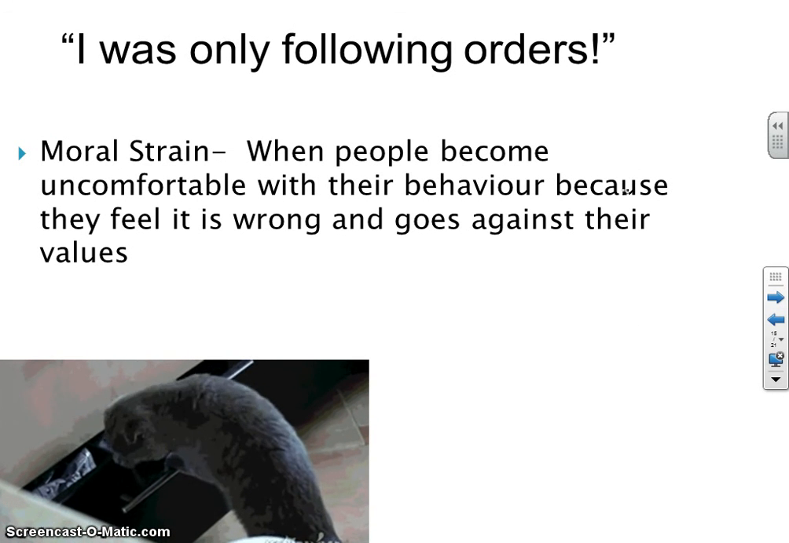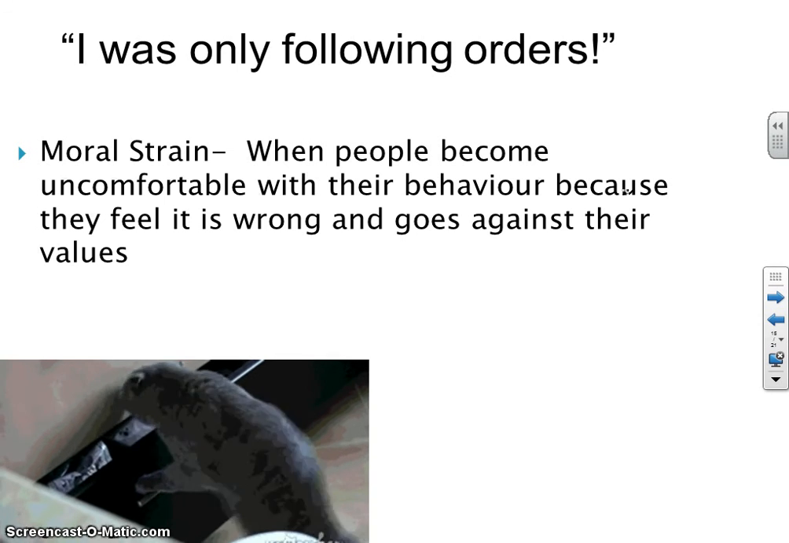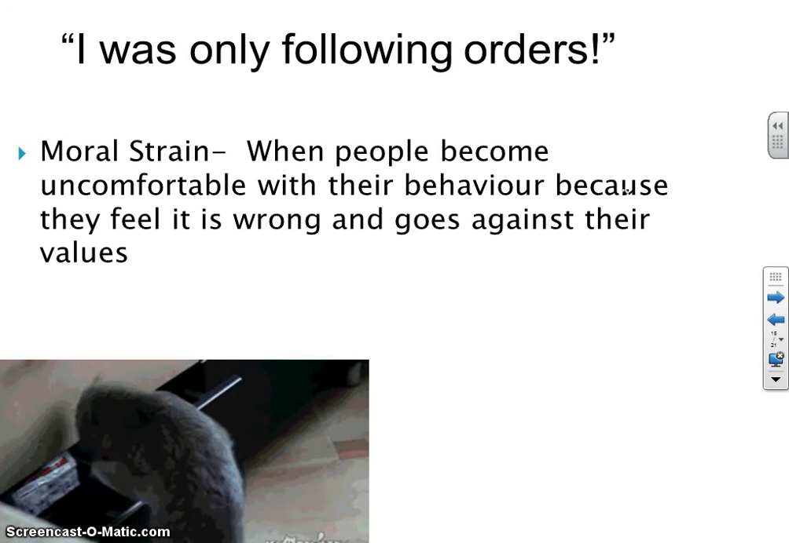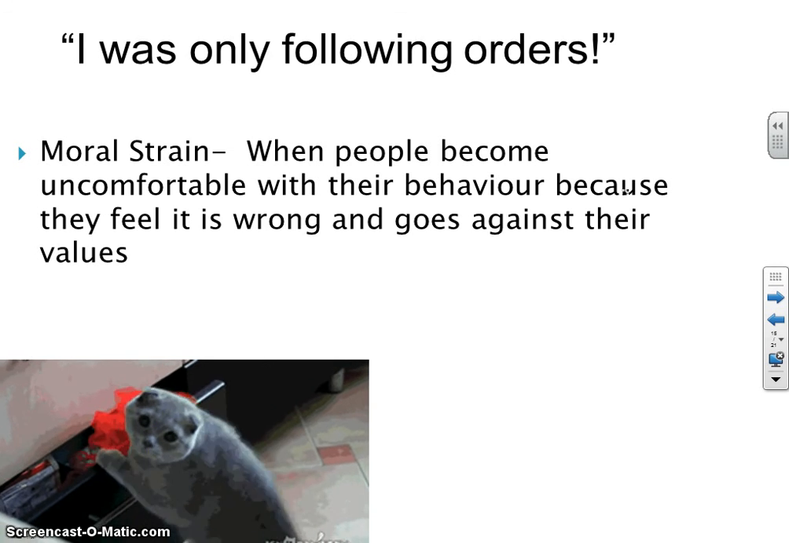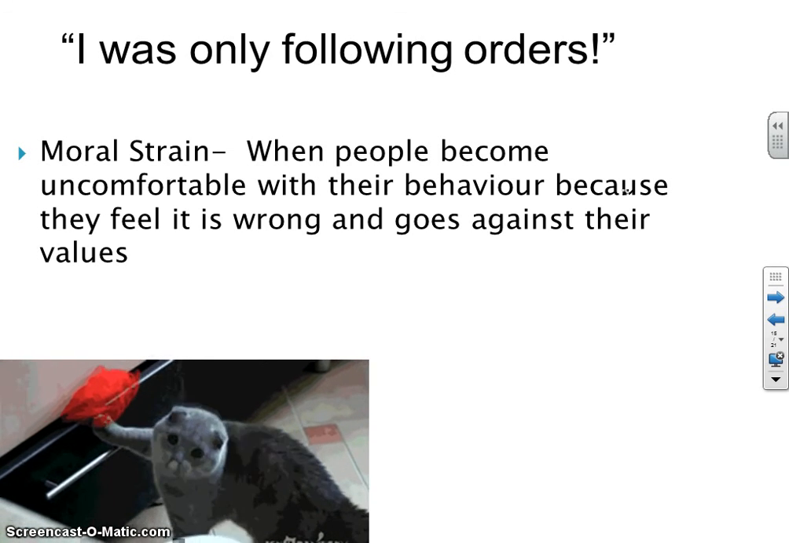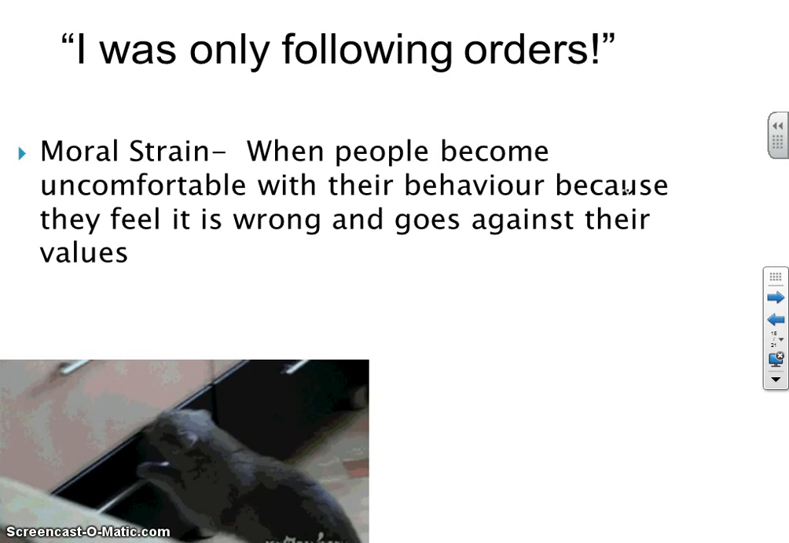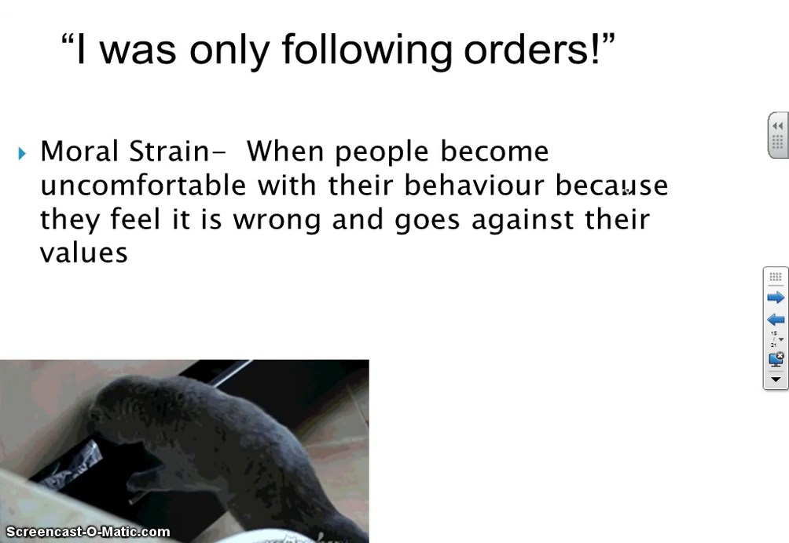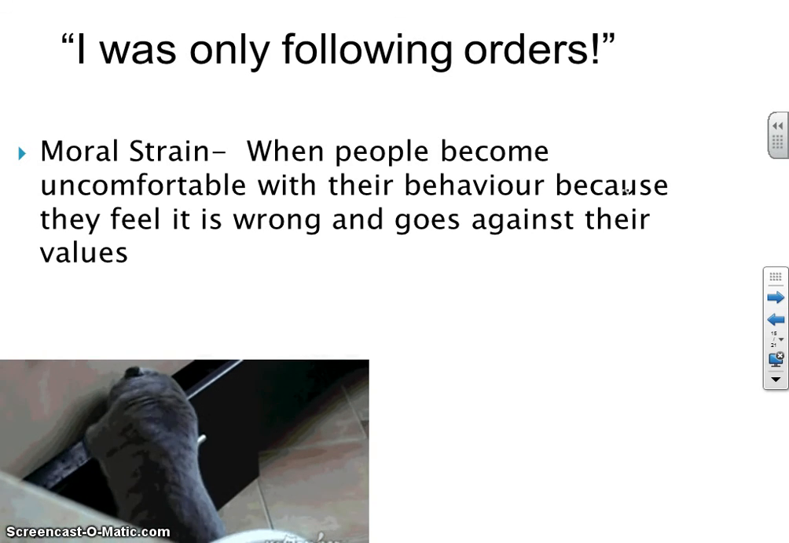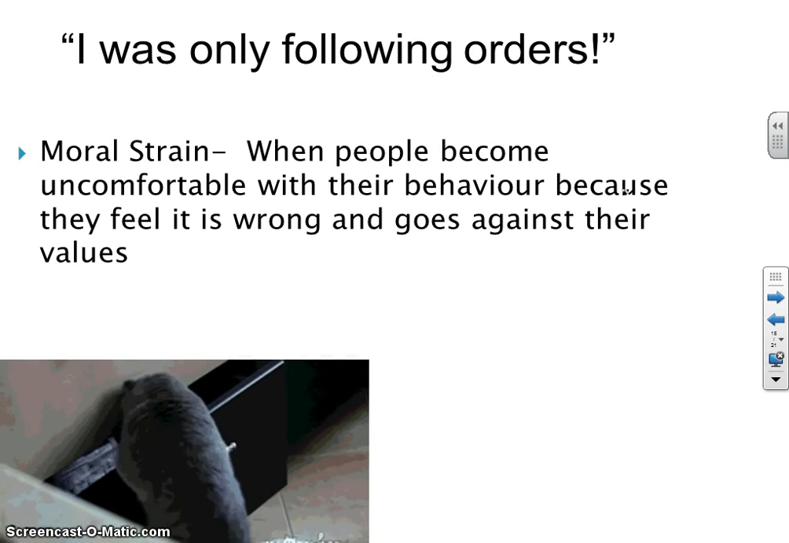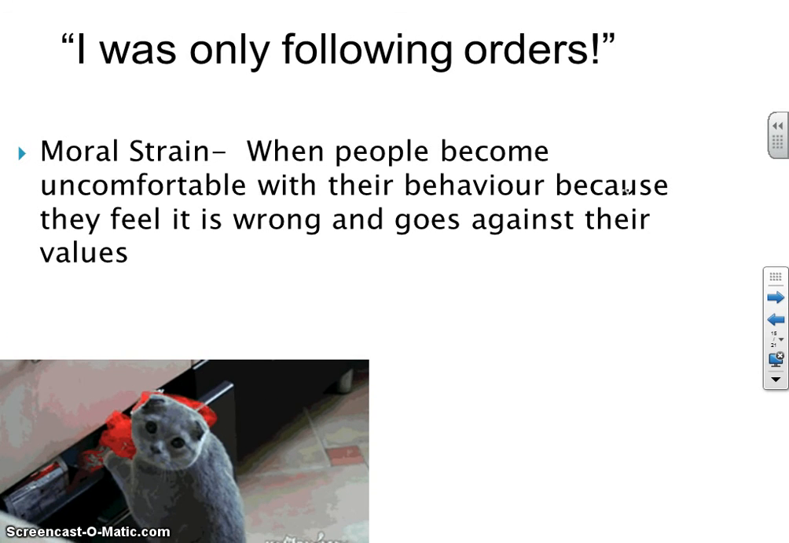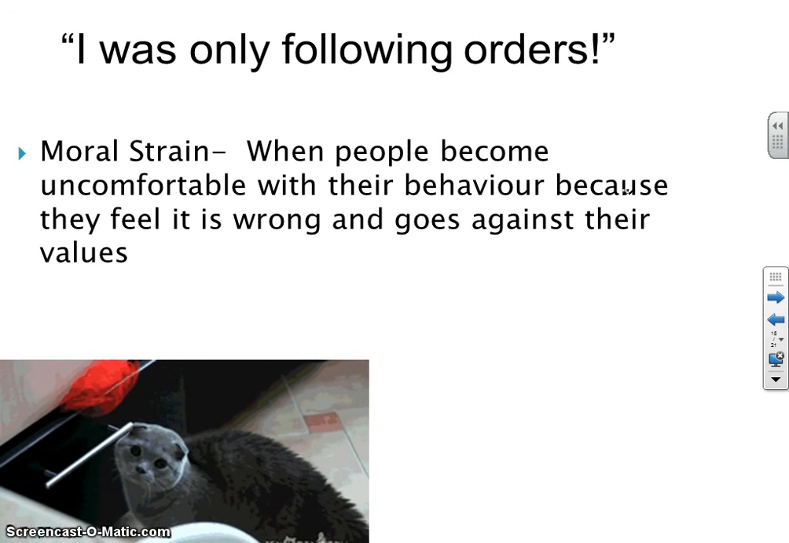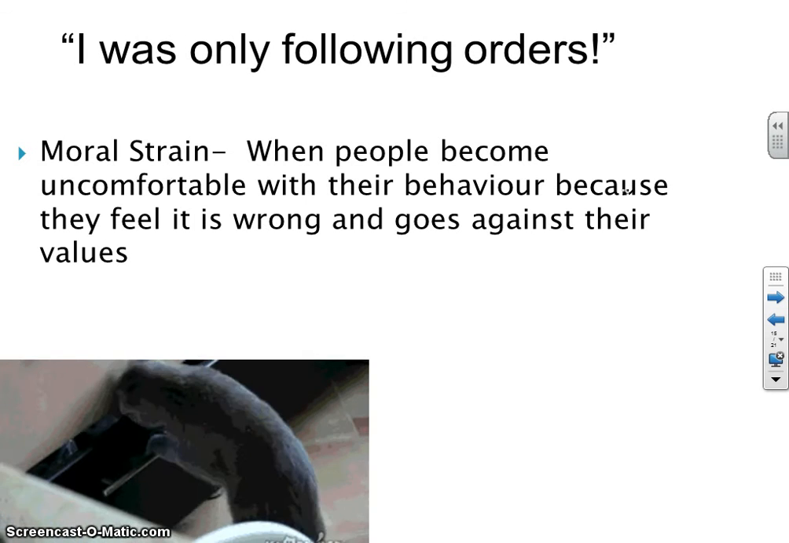Moral strain is the final part of this theory, and moral strain is basically guilt when people feel uncomfortable with going against their own values. Remember, when we go into the agentic state, however, we manage to get around this because the authority figure takes responsibility. So even though we're going against our own conscience or our own values, it's because we're being told to by this person who is responsible. But moral strain is basically feeling uneasy or uncomfortable with going against your own values.